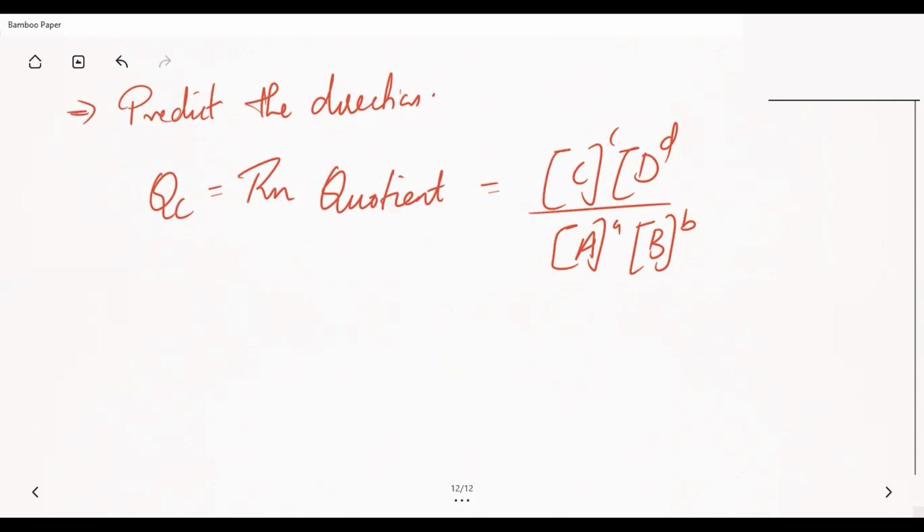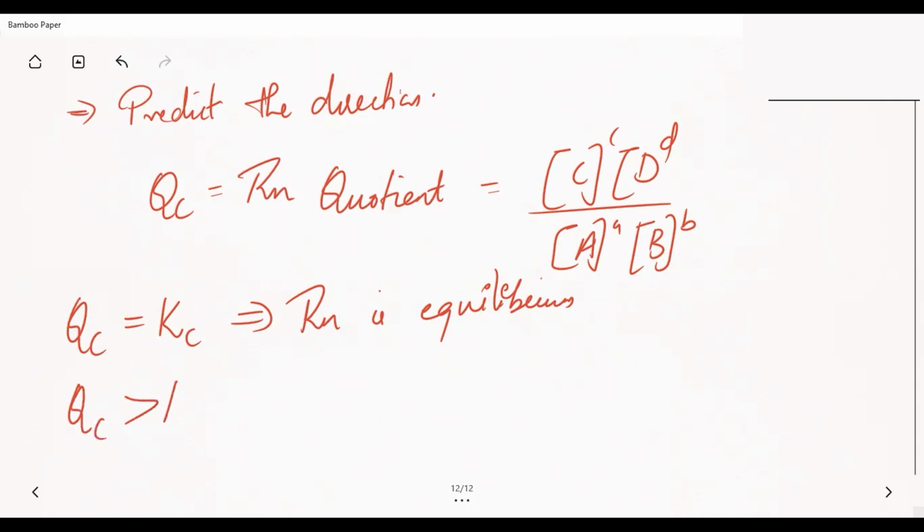direction of the reaction. In case Qc is equal to Kc, means what? Reaction is at equilibrium. That is the meaning. Both are equal means reaction is at equilibrium. Okay. If Qc is greater than Kc, or if Qc is less than Kc, so what is happening? Which direction? If Qc is greater, that means the reaction is in backward direction. Reaction is taking place in the direction of reactants. Okay, reactants are more forming.